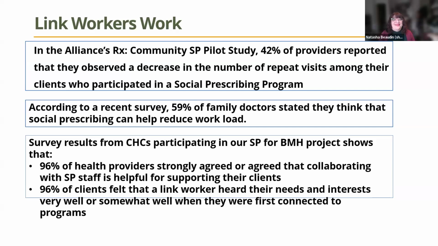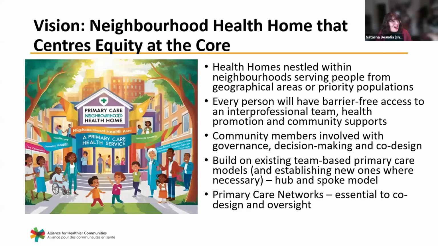So next slide. Our vision at the Alliance is one of a neighborhood health home. I just thought I would mention this. So a neighborhood health home would be nestled within neighborhoods serving people within that region or a large neighborhood. It would ensure that people have barrier-free access to interprofessional teams, health promotion, and community supports. Our vision is that communities are responsible for governance and are the decision makers for what is best for their community. Along with community governance, this includes a community-centered approach to co-design principles with the communities to ensure tailored services and accountability to those that the services are being planned for.